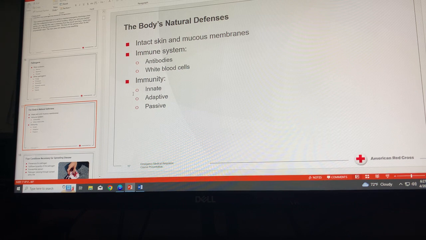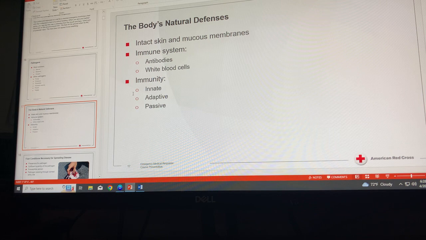Innate immunity. We're going to talk about innate immunity. It is the type of protection with which we are born. The term innate immunity also refers to the natural barriers our bodies have, such as the skin and mucous membranes in the nose, throat, and gastrointestinal tract that prevent most diseases from entering our bodies.